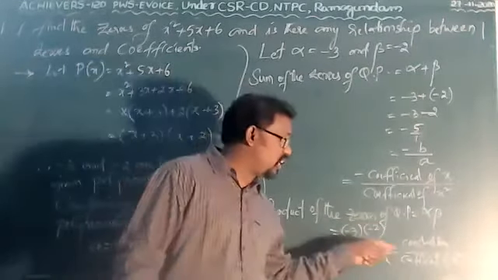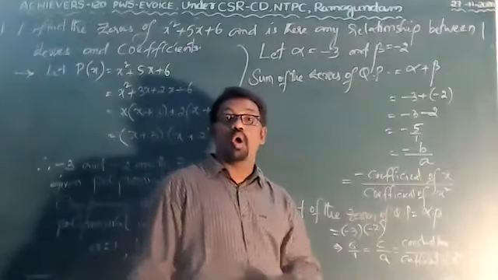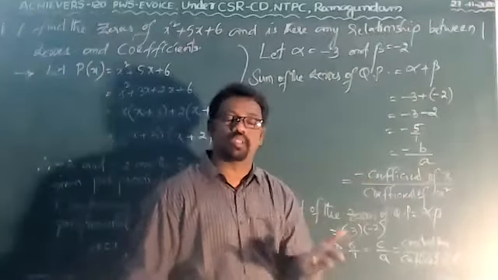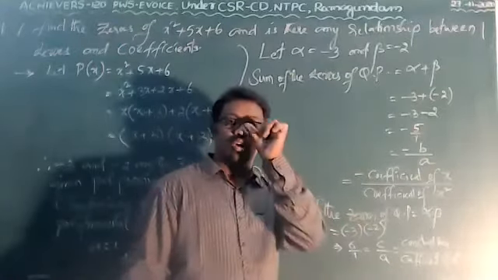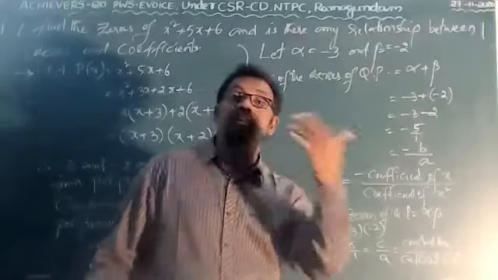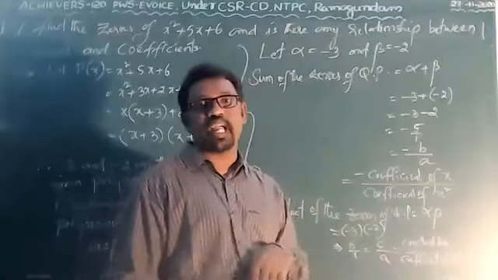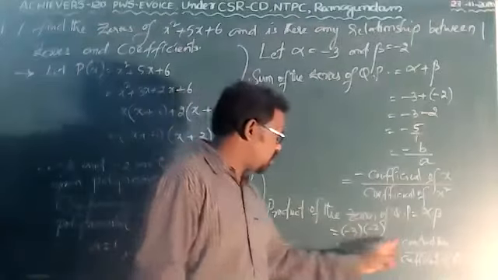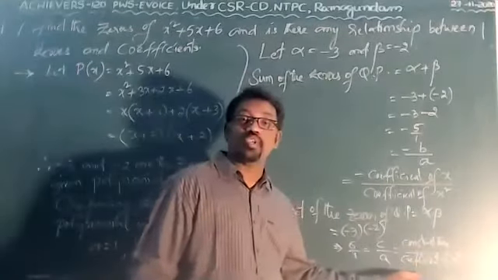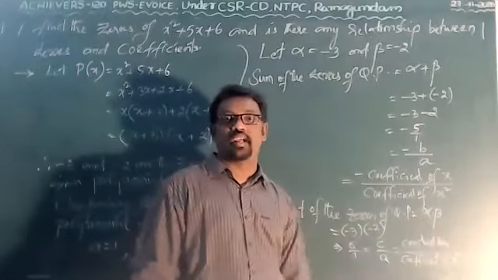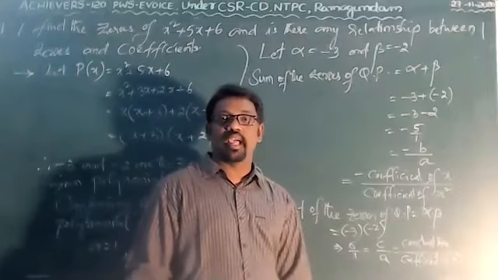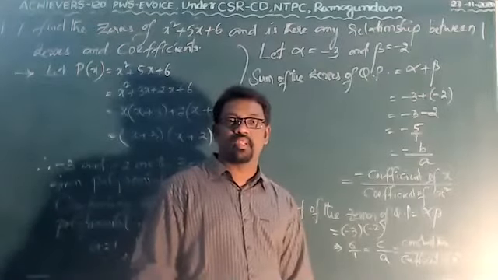C by a. What is c? Constant term, or coefficient of x cube. Sorry, x power 0. Coefficient of x power 0, which is the constant. x power 0 is constant. So constant term by coefficient of x square. Okay, children.